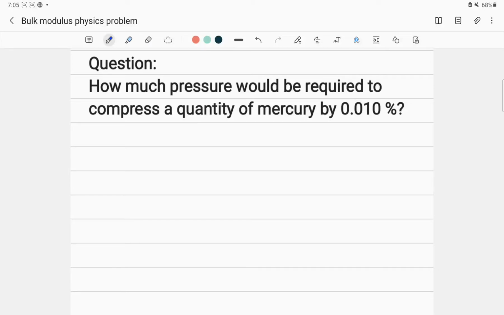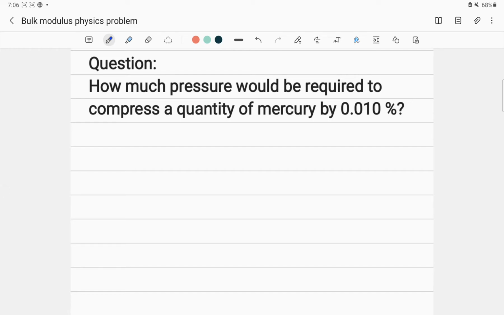Hello. In this lecture, I am explaining a problem that is very important to understand when dealing with the properties of material, especially the elastic property of the material. This problem is basically related to calculating the pressure using bulk modulus. The problem is: how much pressure would be required to compress a quantity of mercury by 0.010 percentage?